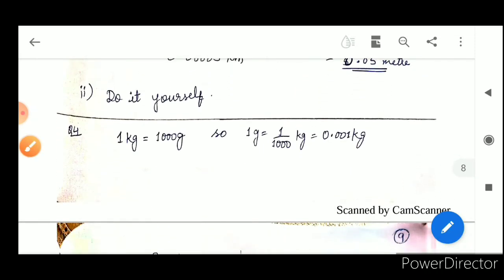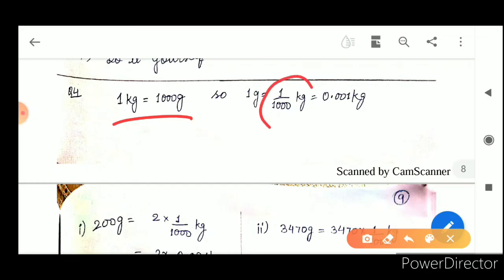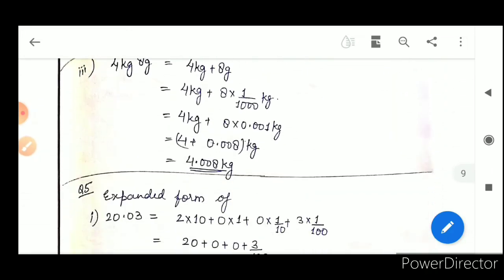Now question number 4 is conversion of kg into grams. From the same table, 1 kg is 1000 grams. So 1 gram is equal to 1 upon 1000 kg. And similarly we can convert it, I have done some of the questions.